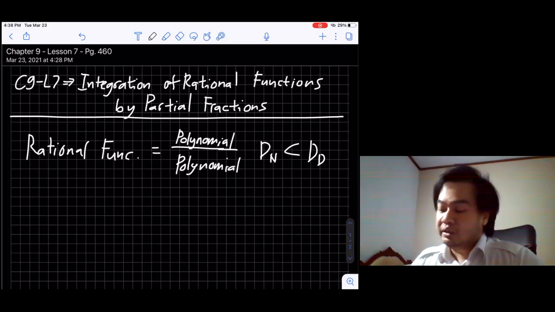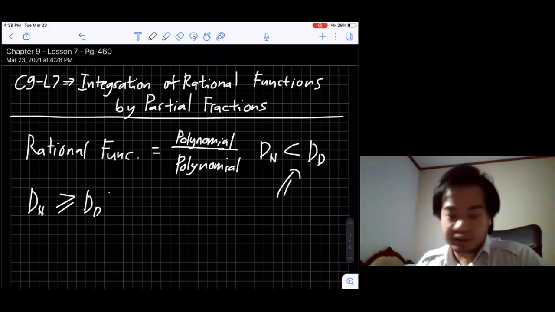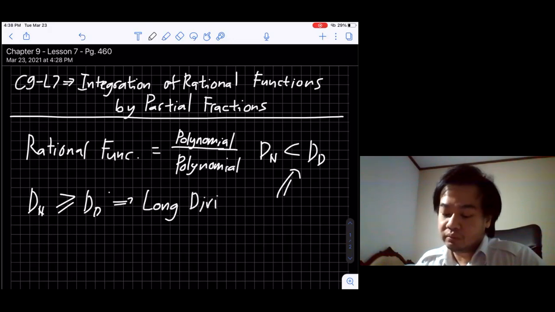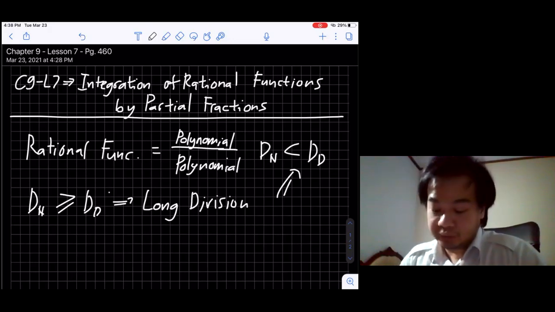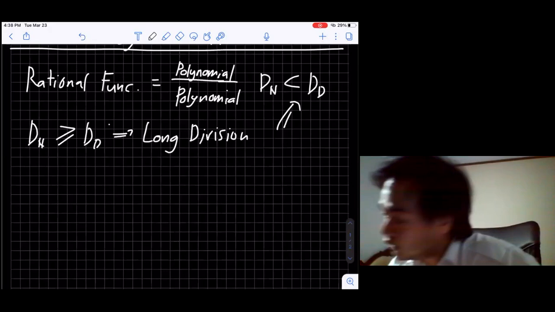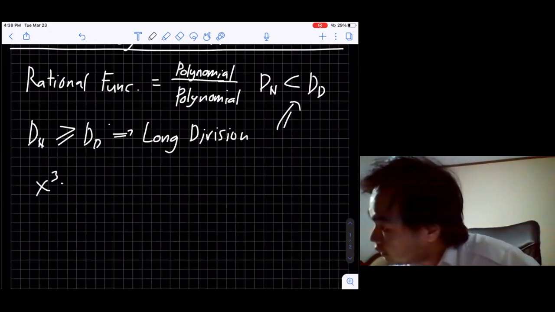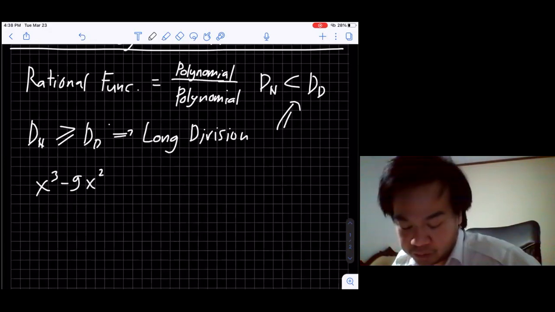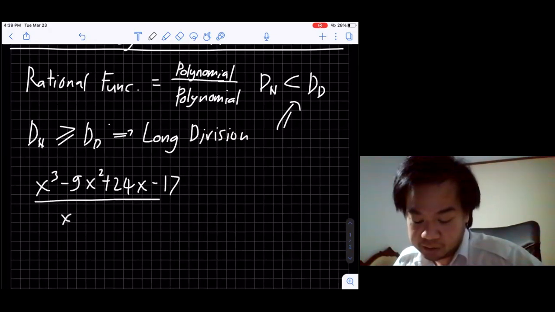So if this is not fulfilled, let's say that if the degree of your numerator is greater than or equal to the degree of your denominator, then you need to perform long division first. So a long division needs to be performed. For example, this is taken from your example, page 463, called an improper algebraic fraction: x cubed minus 9x squared plus 24x minus 17 divided by x squared minus 6x plus 5.